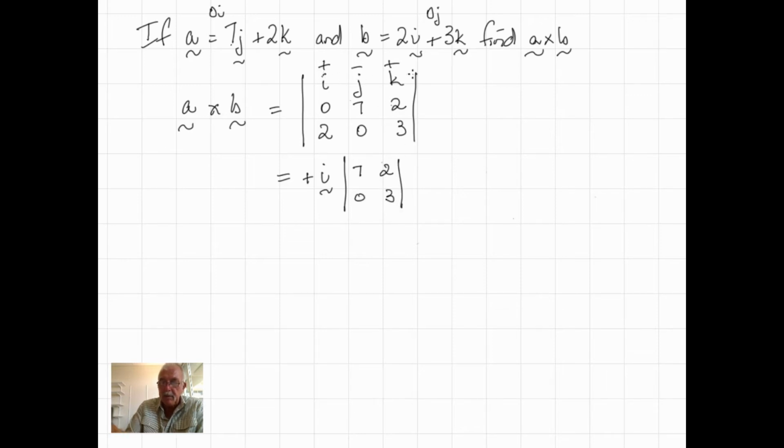Minus J, we're moving across the top row. J wipes out the centre column and the top row, so we've got 0, 2, 2, 3, plus K. Now K takes out the last column. Once again it takes out the top row, so we've got 0, 7 and 2, 0.